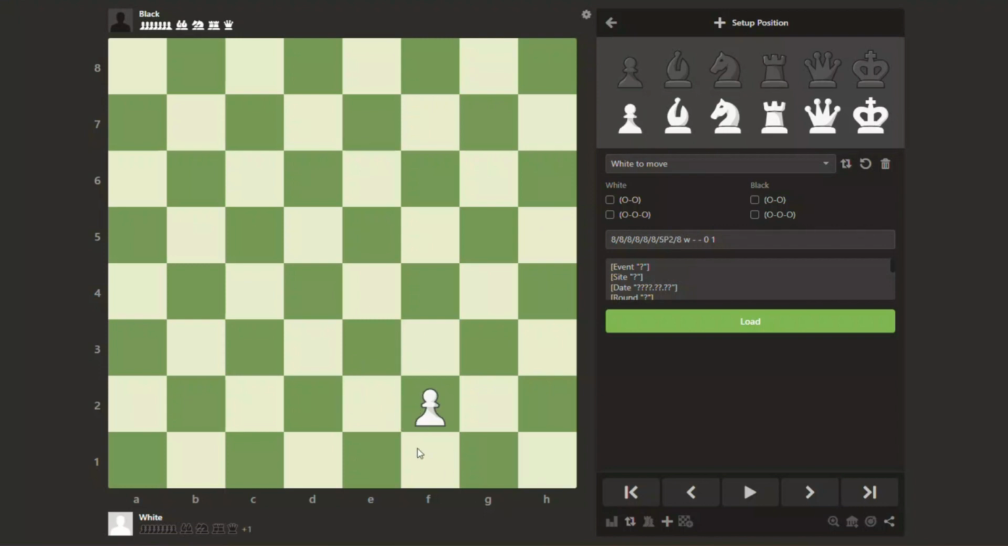Now let's take a pawn. For pawn, there is no symbol. As I have already told, for pawn, we will write directly the square name. For example, I have moved my pawn from this position to this position. So I will directly write the square name, which is F3.